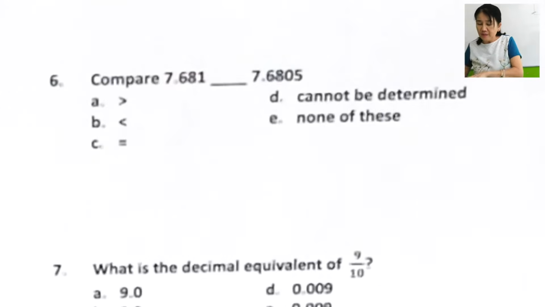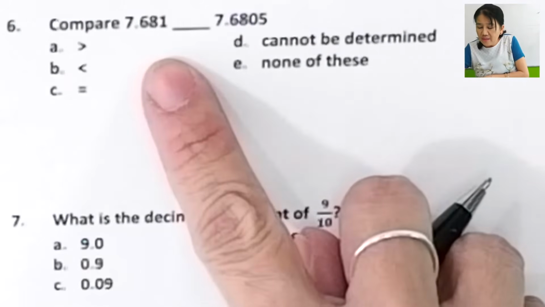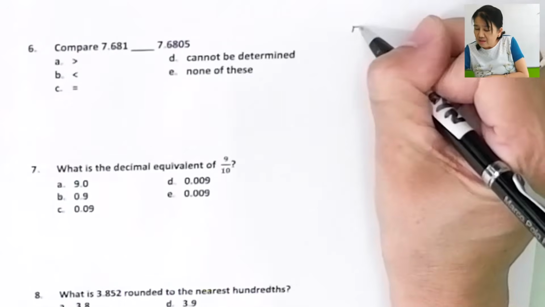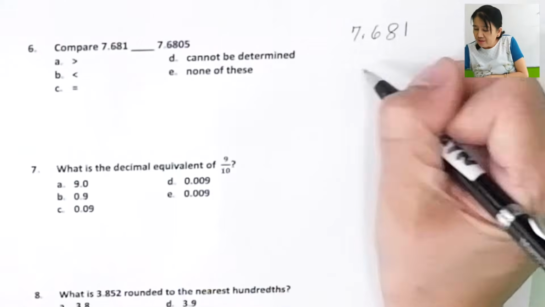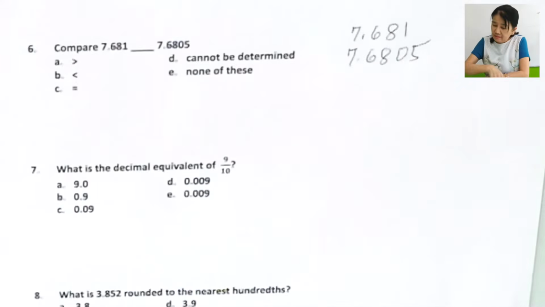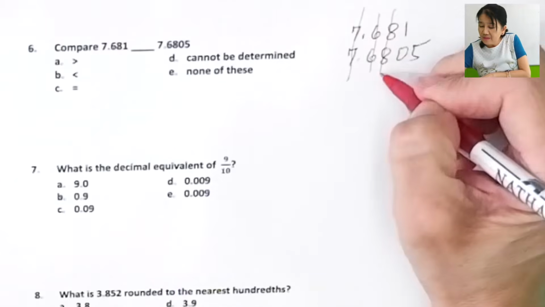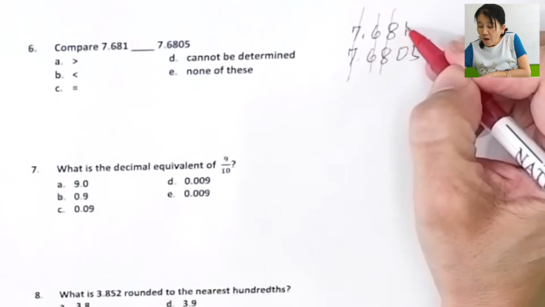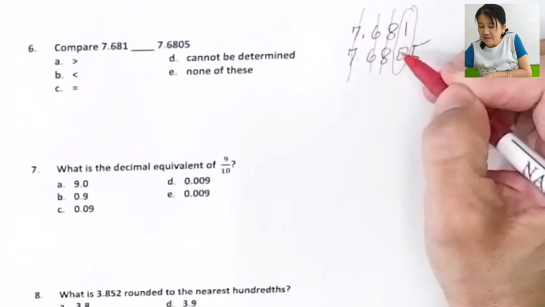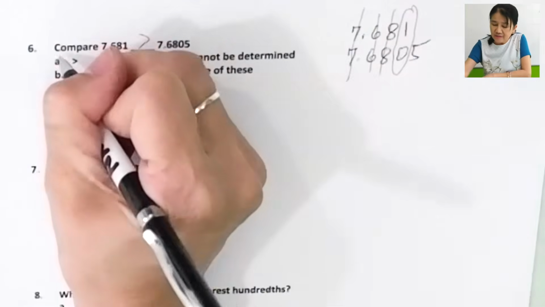Next, problem number 6. Compare 7.681 and 7.6805. Now, in this case, you just write it this way. Then, compare. These are the same. These are the same. These are the same. The next one is what relation to 0? 1 is greater than 0. So your answer here is greater, which is letter A.